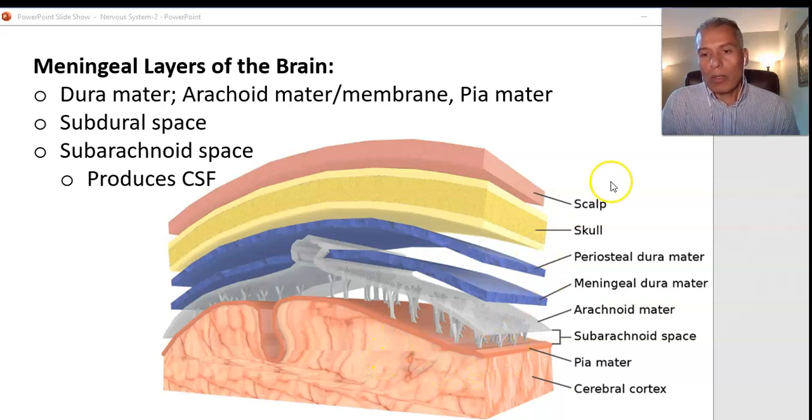So these are the three layers again: the dura mater, and then there's the subdural space beneath it. There's the arachnoid mater or arachnoid membrane, and there's the subarachnoid space beneath it. And then there is the pia mater, and that is the layer that comes in contact directly with the tissue of the brain.